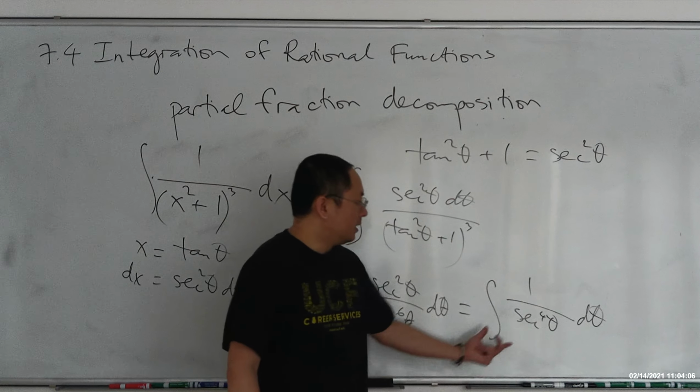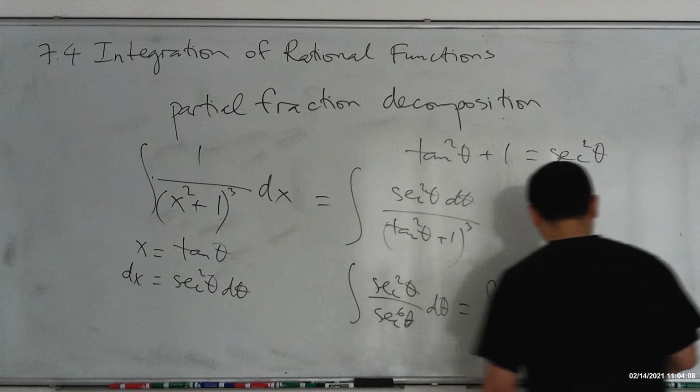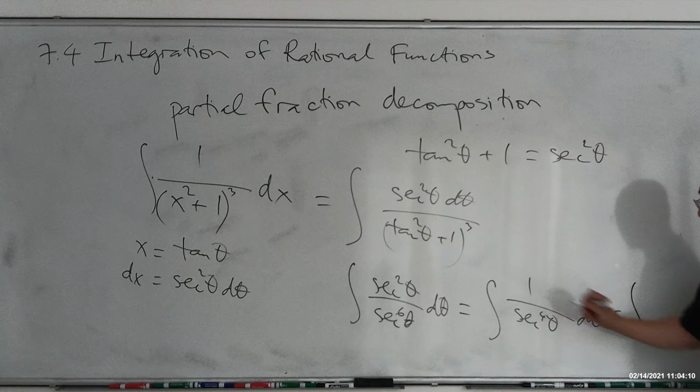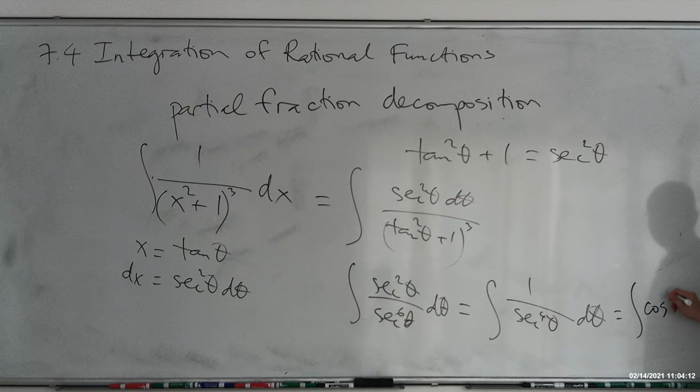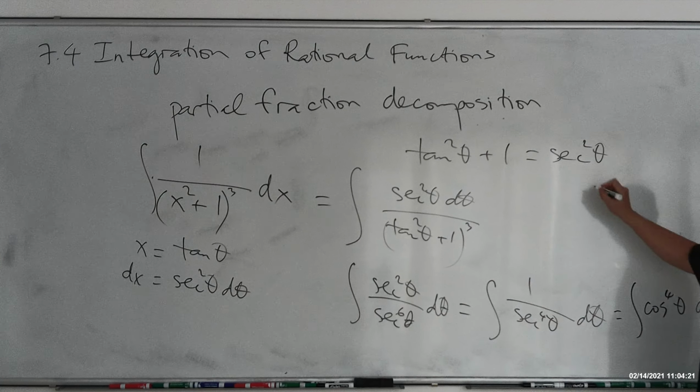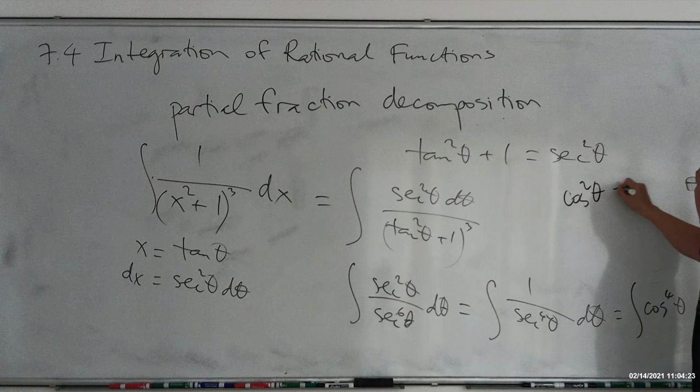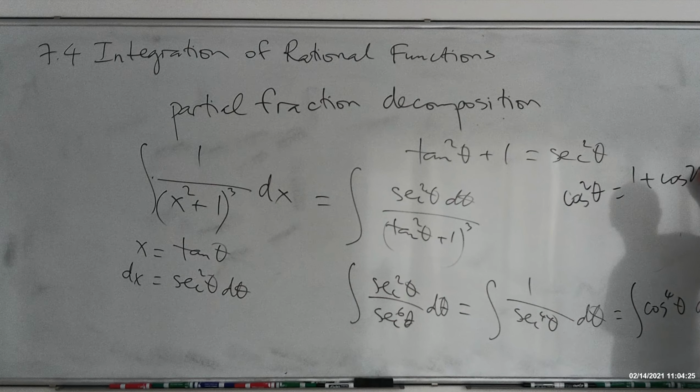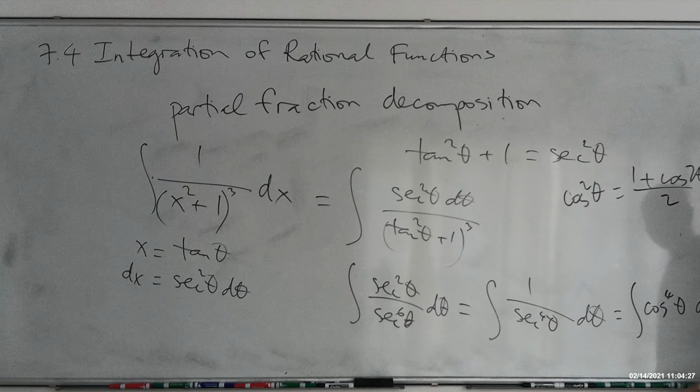And we're not done yet. Secant to the 4th, convert back to cosine. The reciprocal of secant is cosine. So this is the integral of cosine to the 4th theta d theta. Now what do we have to do? The double angle formula or half angle formula, whatever you call it. You know that cosine squared theta is 1 plus cosine of 2 theta over 2.